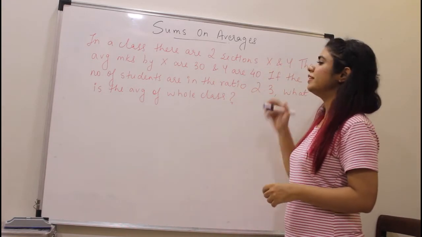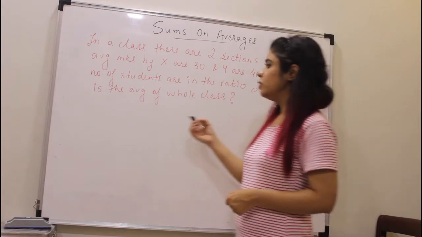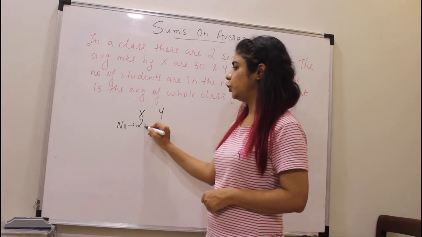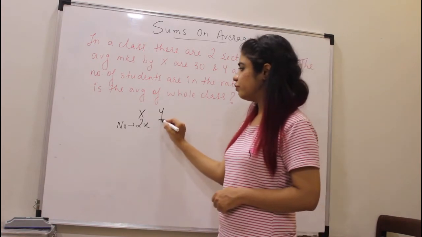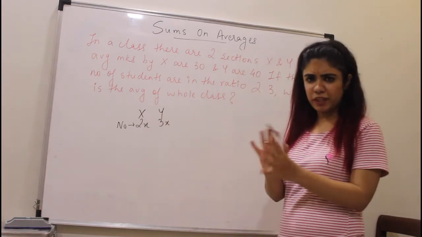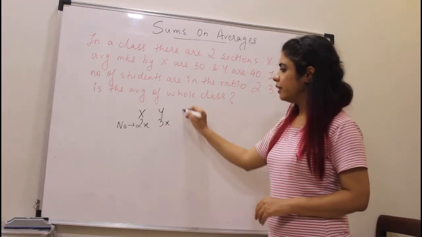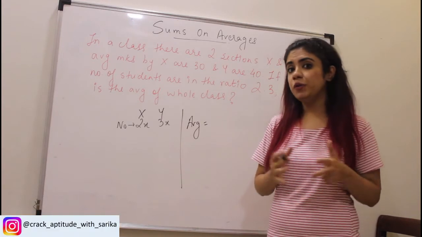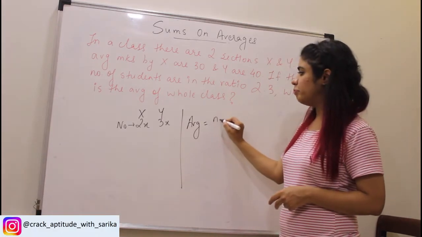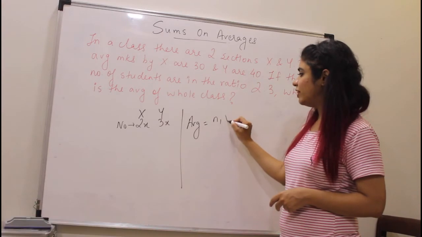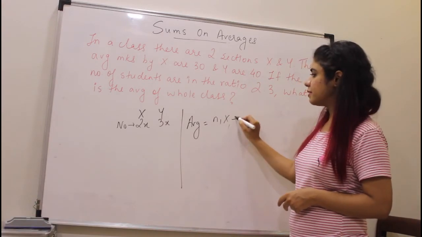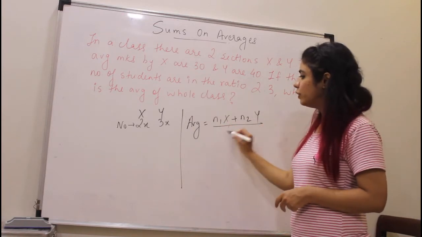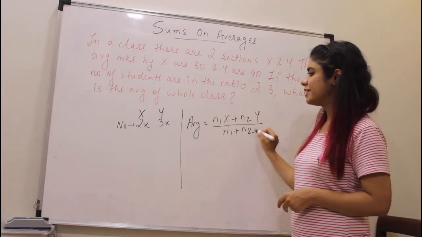The students are given in the ratio 2:3. So let's say for X and Y, if the number of students in X are 2X, the number of students in Y will be 3X. 2X and 3X, because the ratio is given. They're asking you what is the average of the entire class. So how do you calculate that? It will be the number of students into average of X plus number of students in the second into average of Y upon the total number of students N1 plus N2.